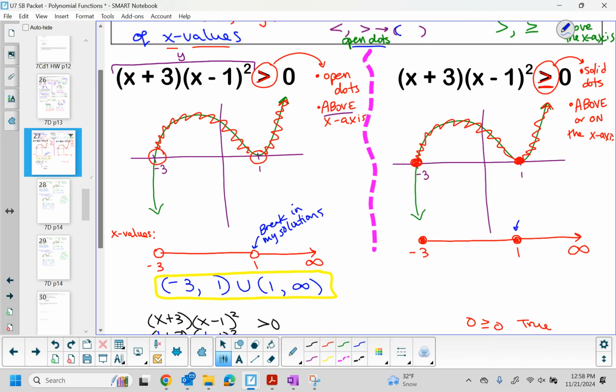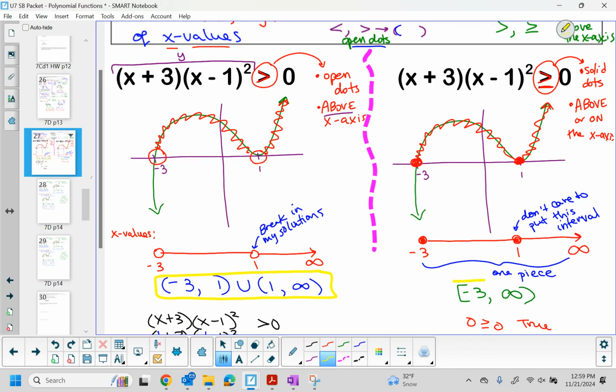So really, I don't care to put this in my interval. It would not be simplified if I had it as two pieces. This is just one piece, because the x value of 1 doesn't matter. So my interval is actually now just from -3 with a square bracket, because I do have an x value of -3, and I will include the -3. It does make the inequality true. Then up to infinity, and infinity always has the round bracket. So that is the difference between those two pieces.